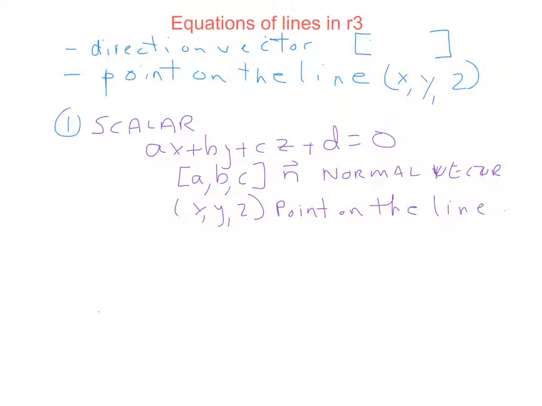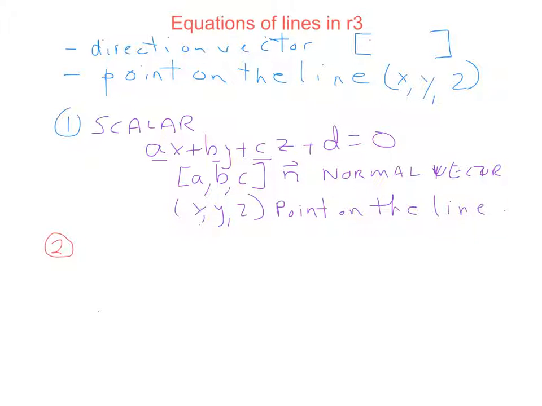So you can see that if you have the information a, b, c from the normal vector, and you have information about a point that's on the line, x, y, z, you can easily substitute those into your equation and solve for d, and then you've got the equation of the line in scalar form. One of the really useful things about having an equation of a line in scalar form is that you can just read the coordinates of the normal vector right from the equation. So you always have a vector that's perpendicular to your line, okay?